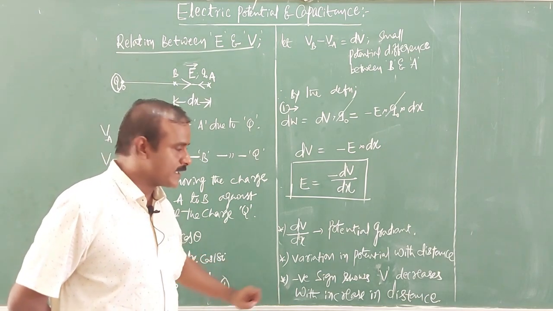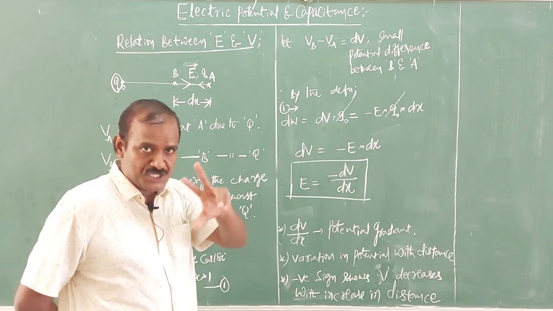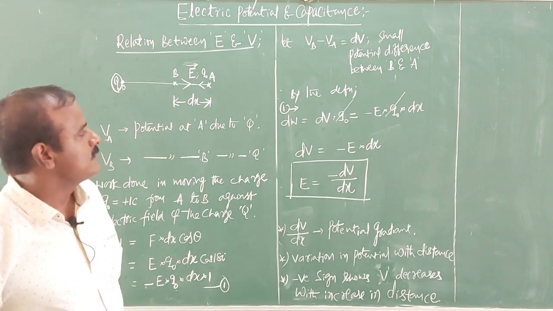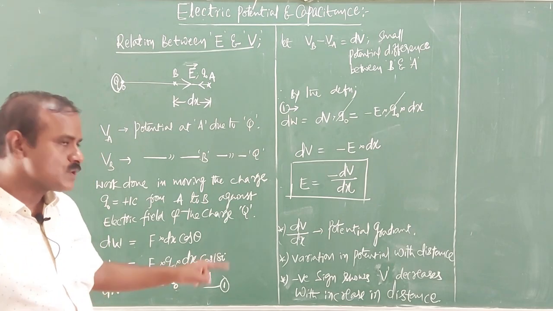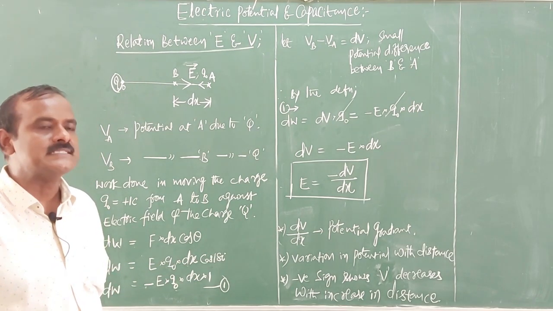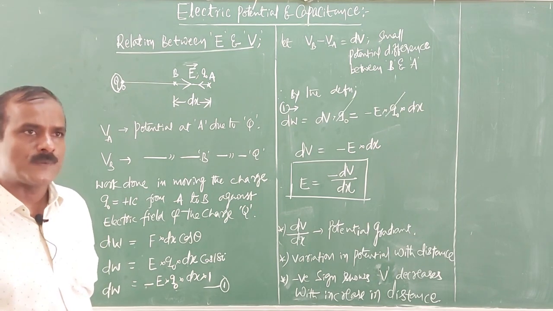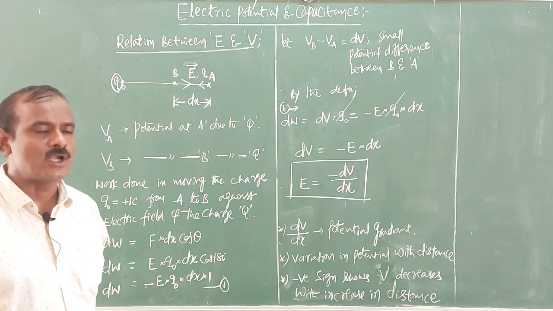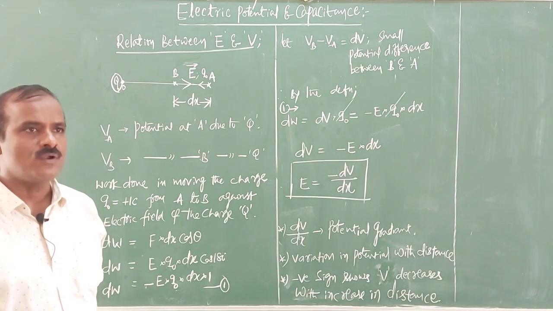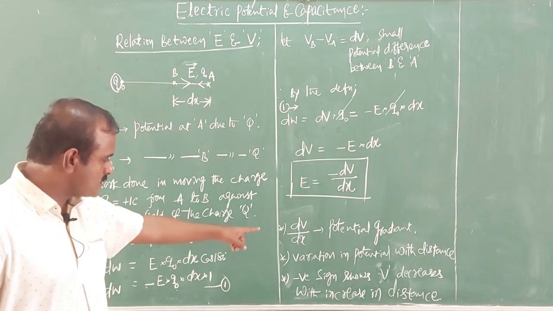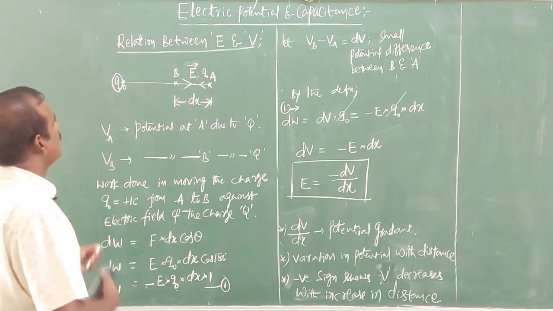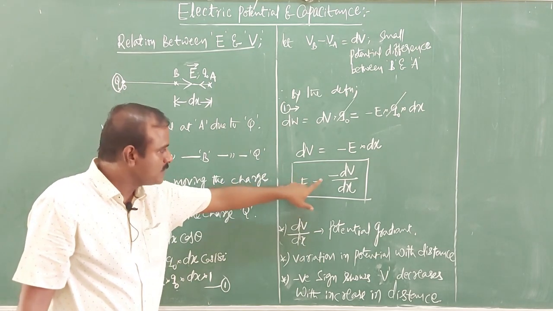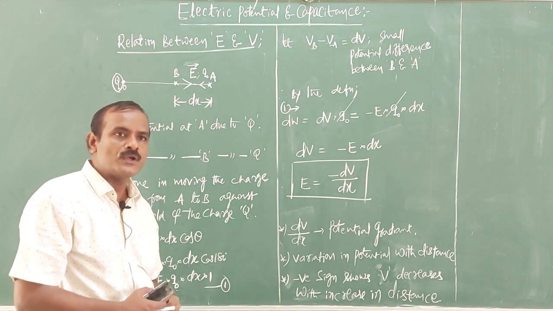Here one more point can be added. The electric field is the negative of the potential gradient, and the negative sign also indicates the field is in the direction of decreasing potential. Also remember this relation holds for a non-uniform field, where the field is not the same at all points. Students, you must notice these points. You have to add one more point: the electric field is in the direction of decreasing potential, and the relation stands when the field is non-uniform.